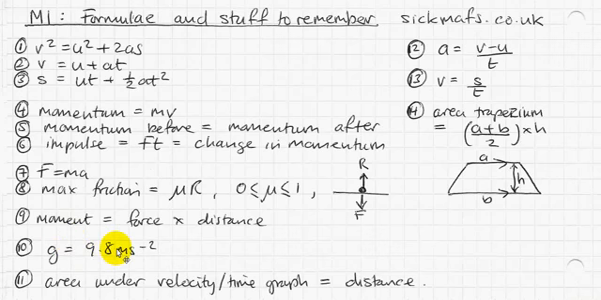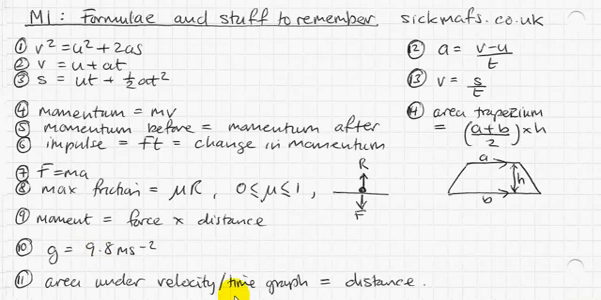G equals 9.8 meters per second squared. G is acceleration due to gravity. So gravity makes particles accelerate towards the center of the planet at this speed. Now obviously it varies from how far you are away from the planet, but in mechanics we keep it really simple. We just say it's always 9.8 meters per second squared.